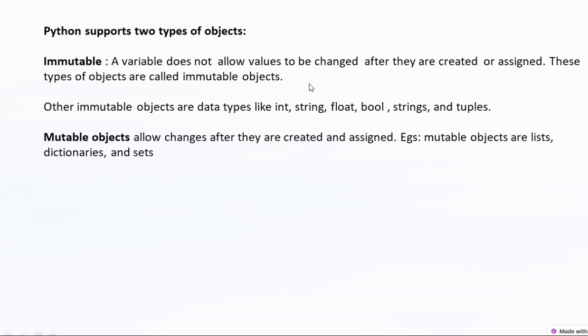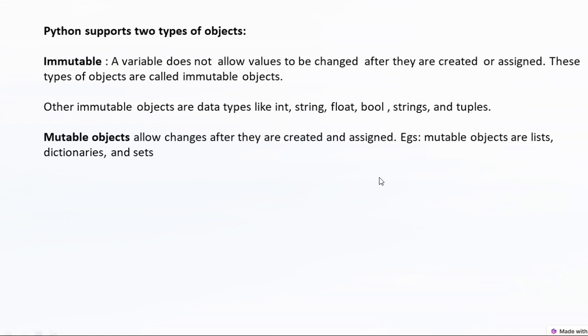Now which are the immutable objects in Python? Int, float, bool, strings, tuples. We will see tuples in the next session. So tuples are immutable. That means once you create your tuple, you cannot change the values in it.